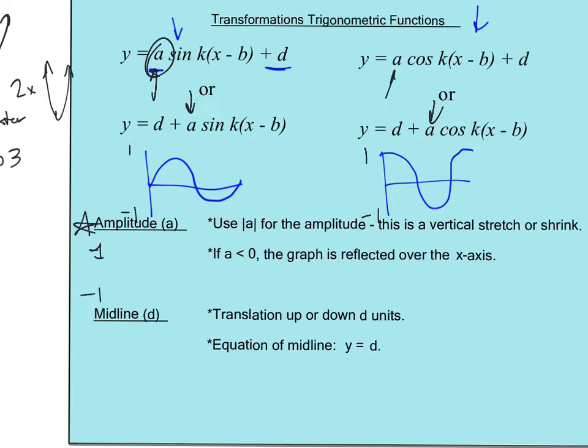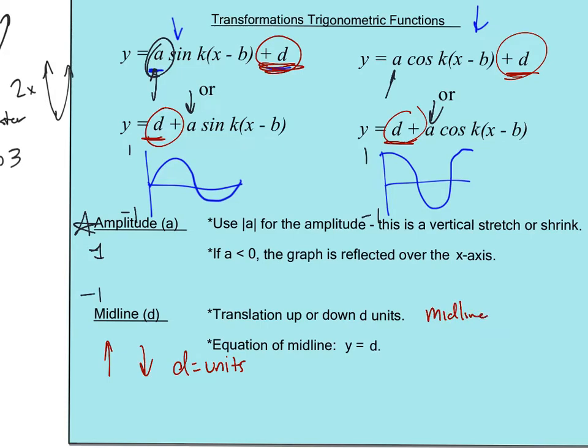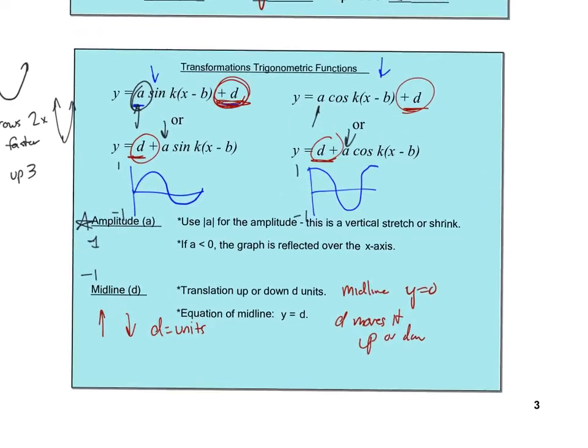For adding or subtracting on the outside of the whole function, it means I'm going to move up or down by that many units. So this moves my whole thing up or down by d units. It's going to take my whole graph. So instead of my midline being at y equals 0, the plus d moves it up or down. I'm just focused on those two right now. The other one's coming into play in a little bit.